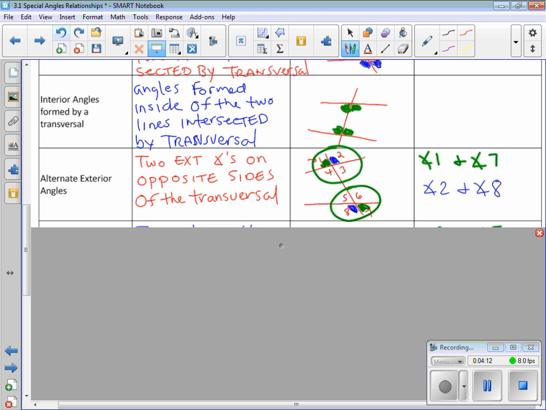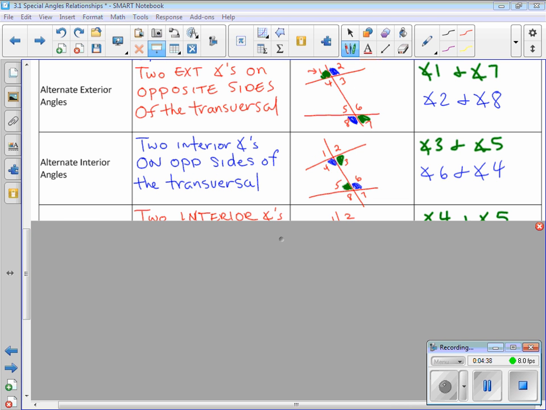So one from the top, one from the bottom, that represent an alternate exterior angle pair. So in this case, 1 and 7 are alternate exterior angles. They're both exterior angles, and they're both on opposite sides of the transversal. That's what makes them alternate exterior angles. 2 and 8 meet that same criteria.